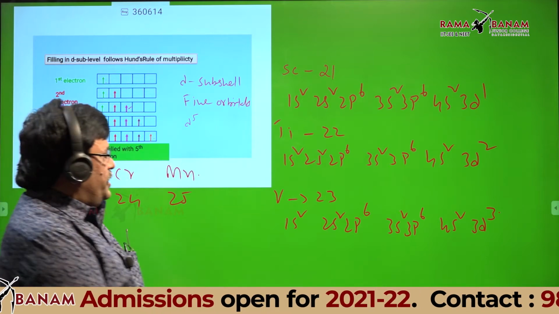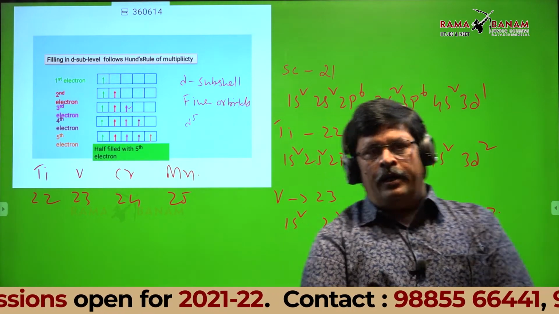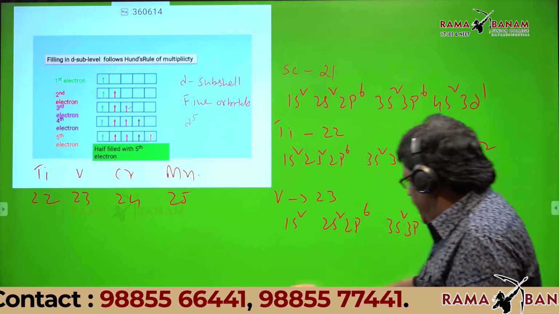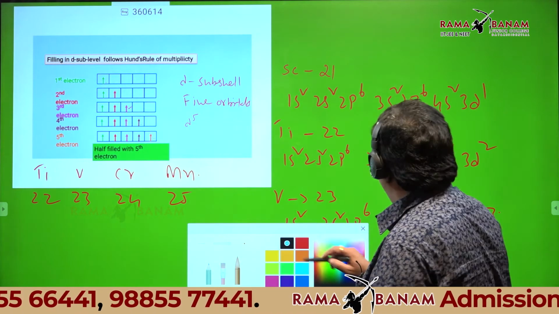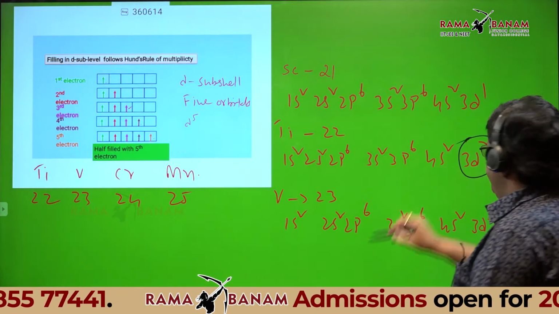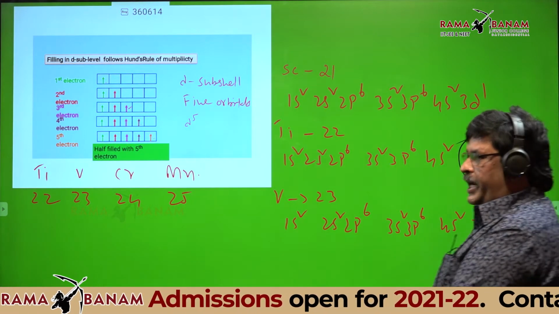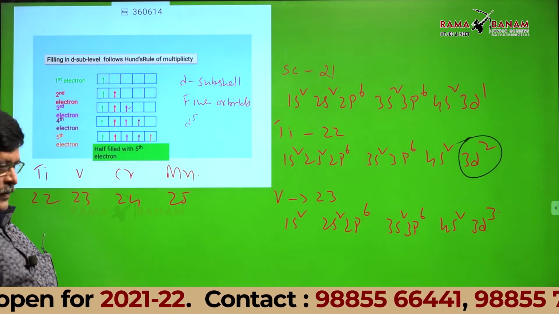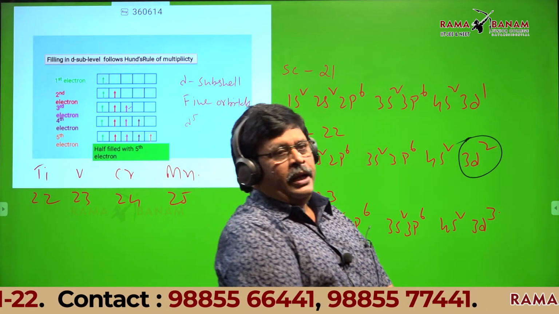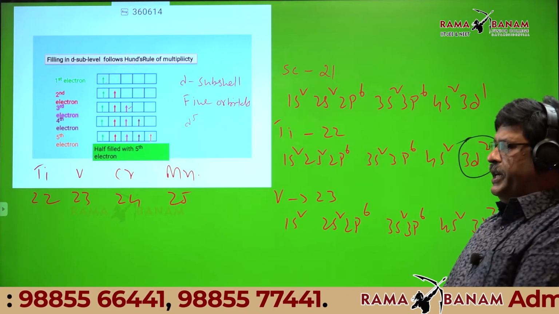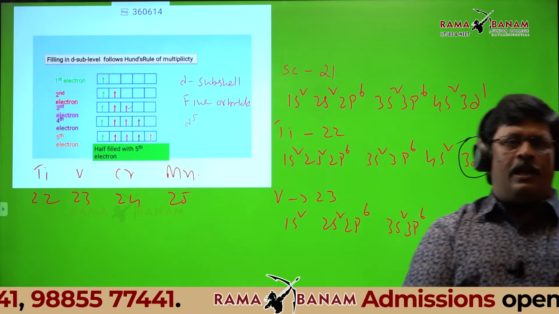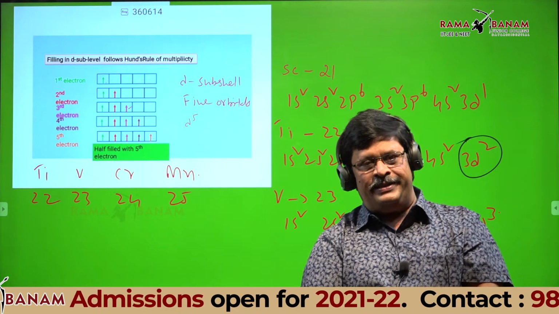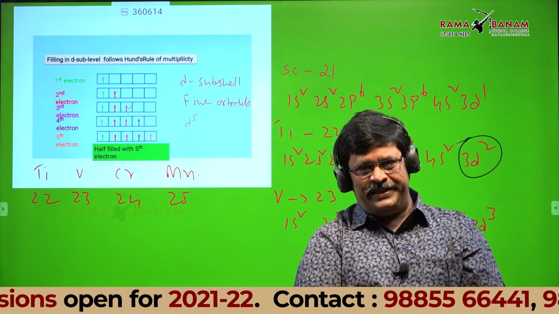Just listen to me, students. Look at the board. Can anyone tell how many unpaired electrons are there in titanium? How many unpaired electrons are there? 2. Because the 2 electrons in the d subshell should be in different orbitals because they are degenerate. We have to follow Hund's rule. Is it okay, students?